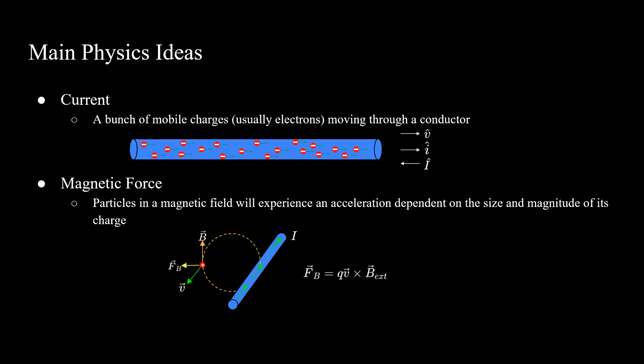So current describes a bunch of mobile charges, usually electrons, moving through a conductor. In the diagram, you can see that the conventional current and the electron current are in opposite directions. And then the magnetic force describes how particles in a magnetic field will experience an acceleration that's dependent on the size and magnitude of their charge. And so here you can see a magnetic force generated by a wire acting on a proton.